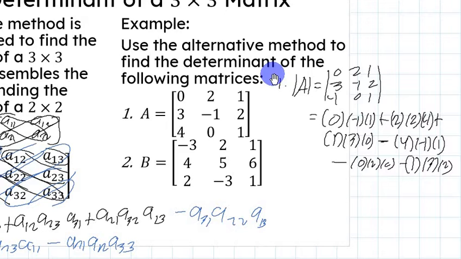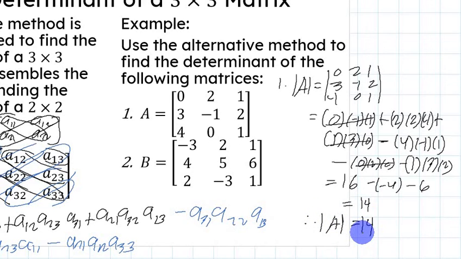After evaluating this, you can see that this is 0, this gets cancelled, this is also 0, and this is 0 as well. So we will be left with 16, minus negative 4, and minus 6. So 16 minus negative 4 minus 6 is equal to 14. Therefore, the determinant of A is equal to 14.